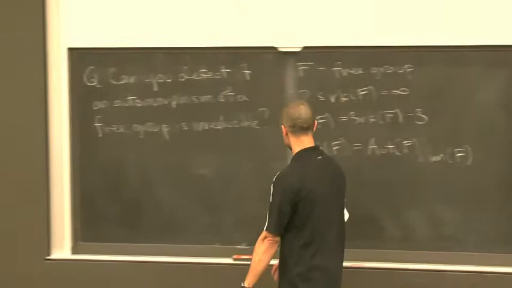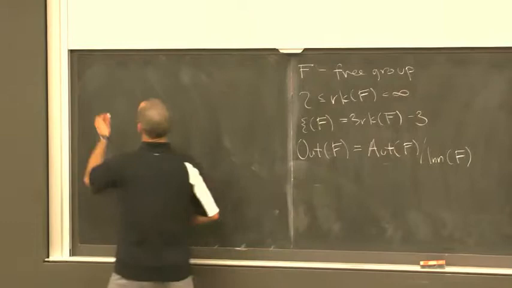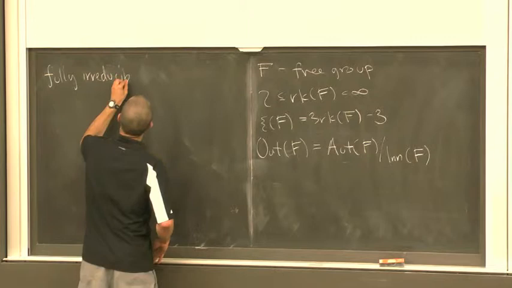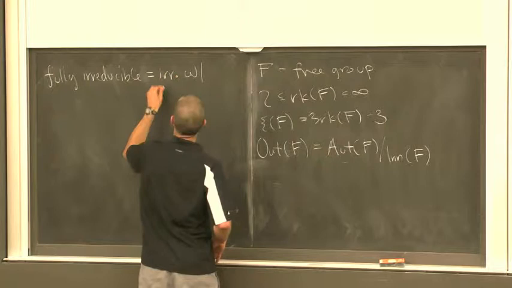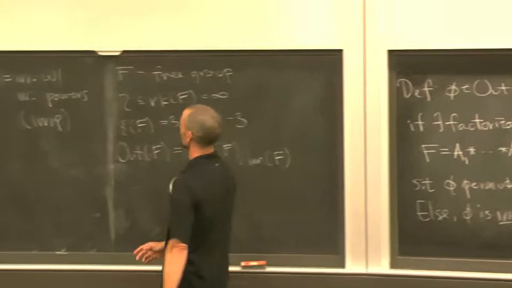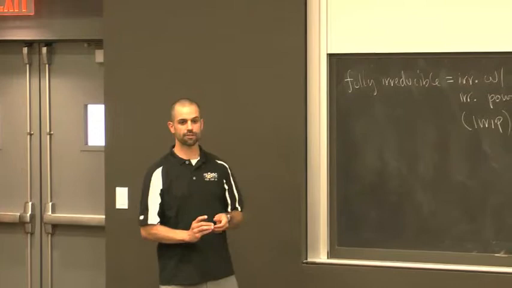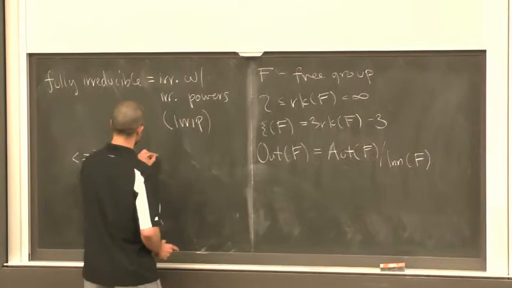So what we do then is, instead of thinking irreducible, we say fully irreducible, which is short for irreducible with irreducible powers. Is there some other abbreviation of that? Yeah, okay. Some people say IWIP. If you're in France, they say EWIP. But I'll say fully irreducible. This is exactly the thing that Andy was saying. Being fully irreducible exactly means that there are no periodic free factors. So this is equivalent to saying no biperiodic free factors.